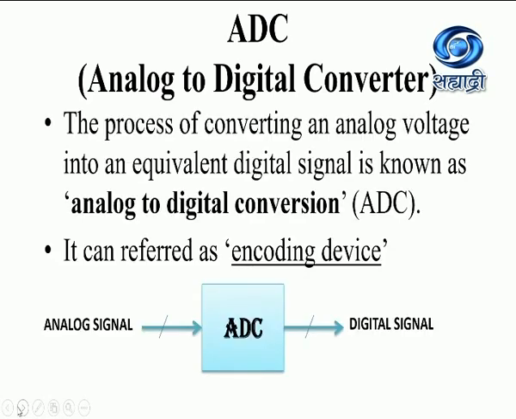The process of converting an analog voltage into an equivalent digital signal is known as analog to digital conversion, and the short form is ADC. Whenever an analog input is applied to this converter, it will convert it into a digital signal. That's why this can be referred to as an encoding device. The input of an ADC is always an analog signal and the output is always a digital signal. Basically, this ADC is used in transducer instruments where analog is converted into digital signals.